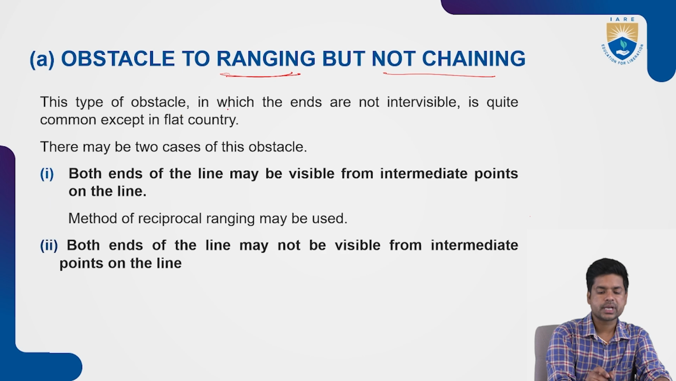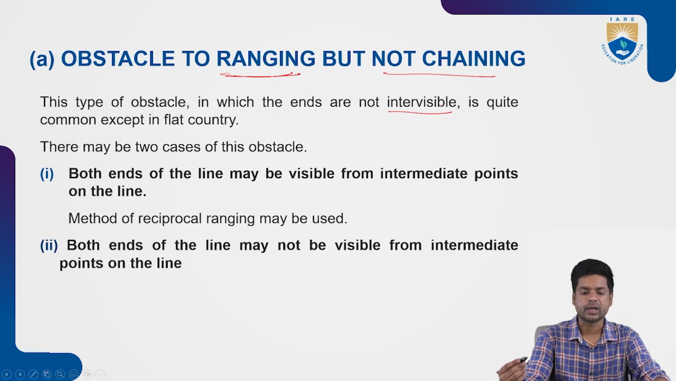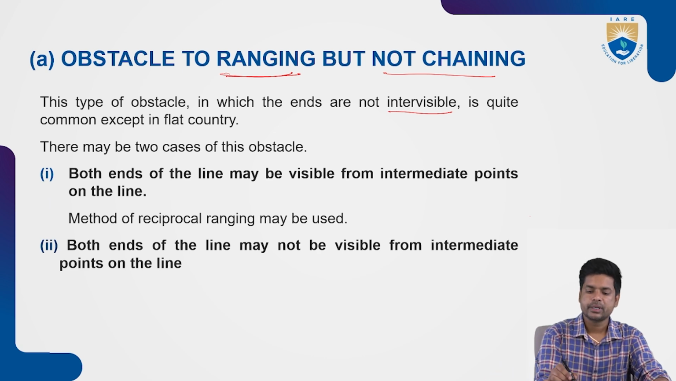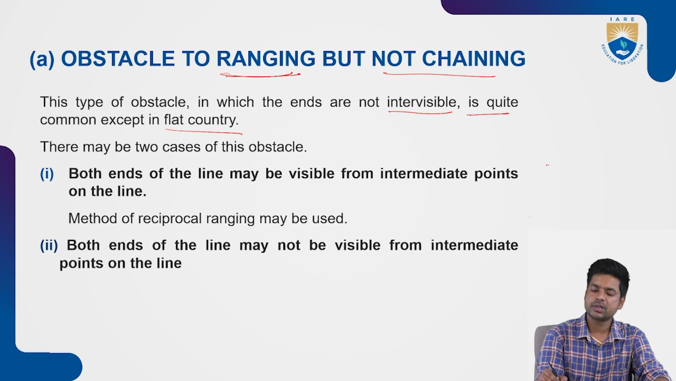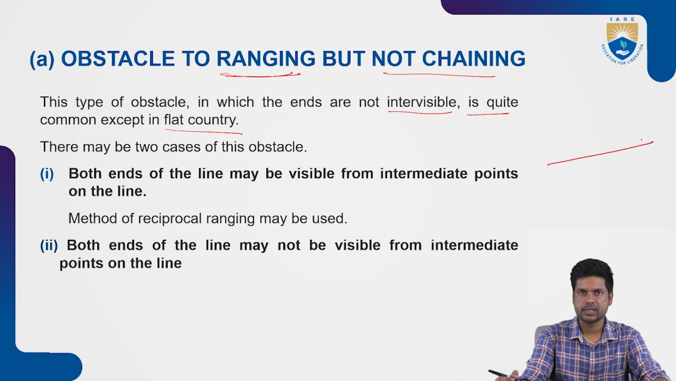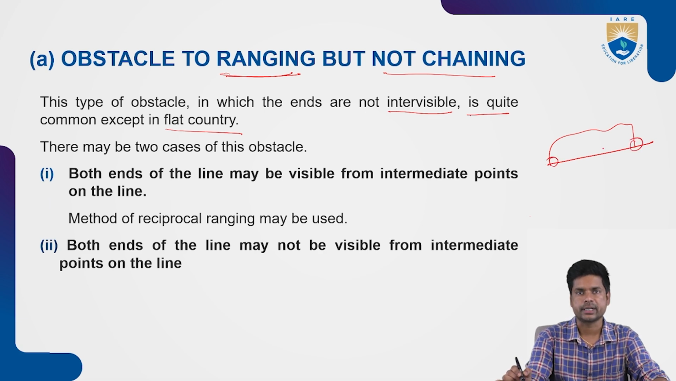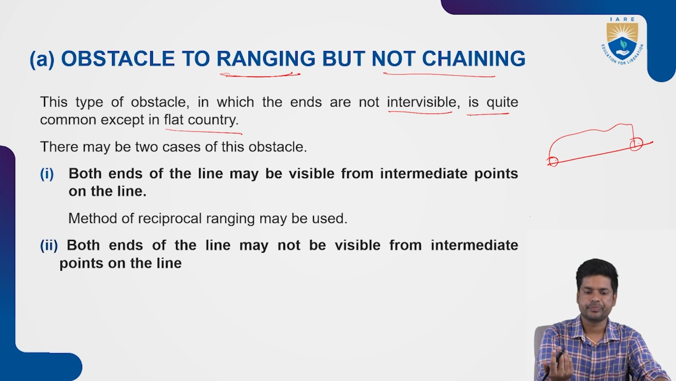In this type of obstacle the ends are not intervisible. We cannot see the 2 ends of a chain line, which is quite common except in a flat country. If the surface of the earth or the area is flat, then you can see the objects directly along the chain line. But here you cannot see the other end of the line. The ranging is not visible.